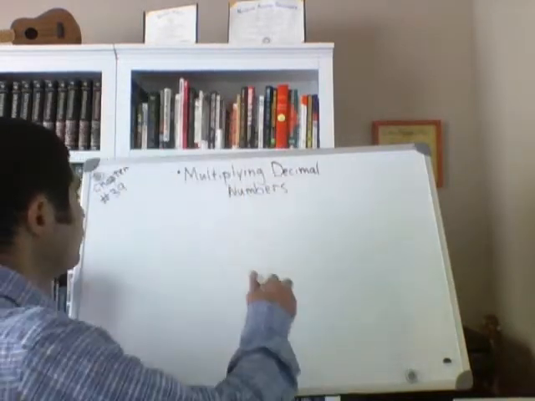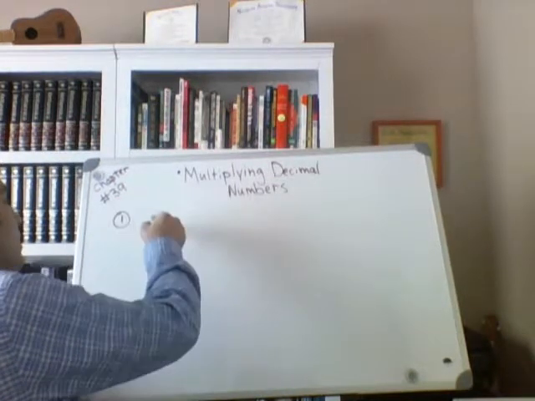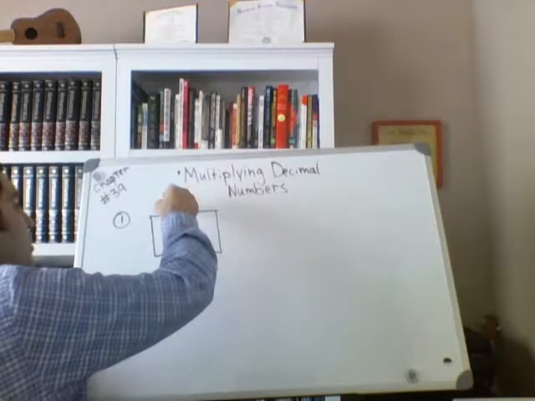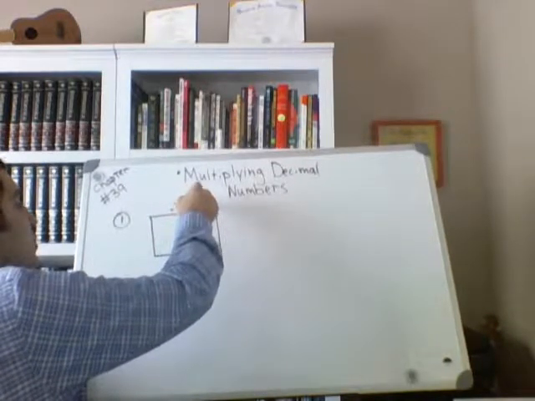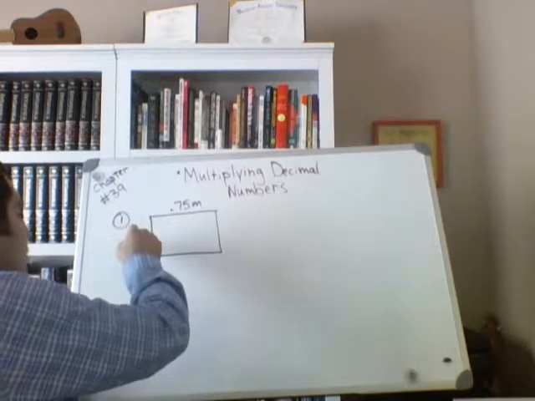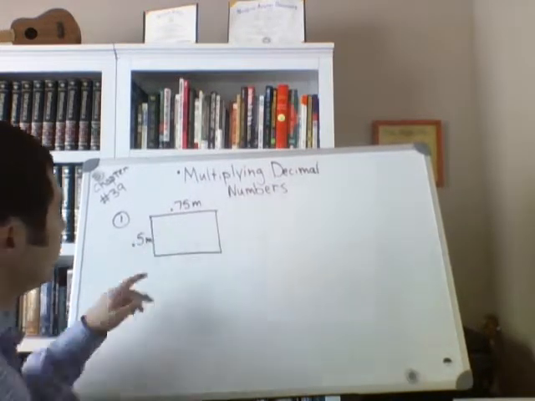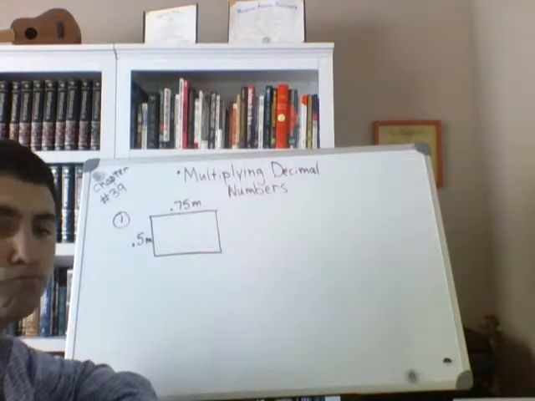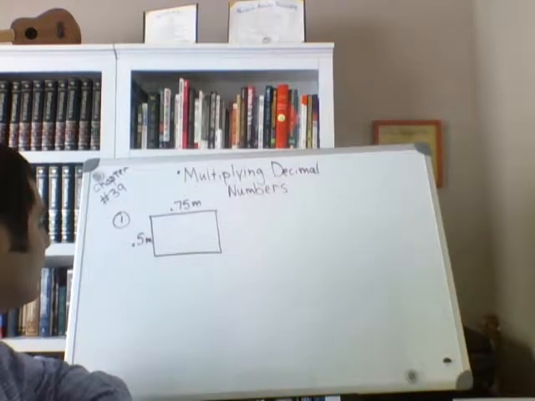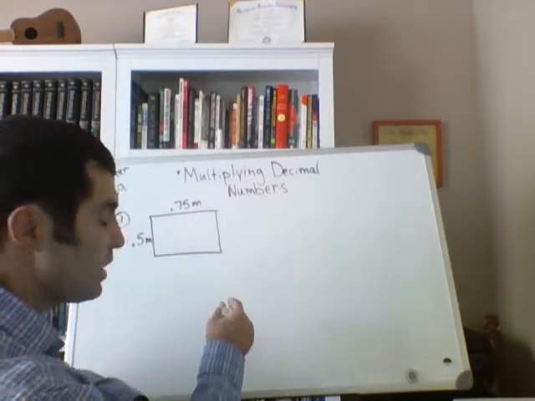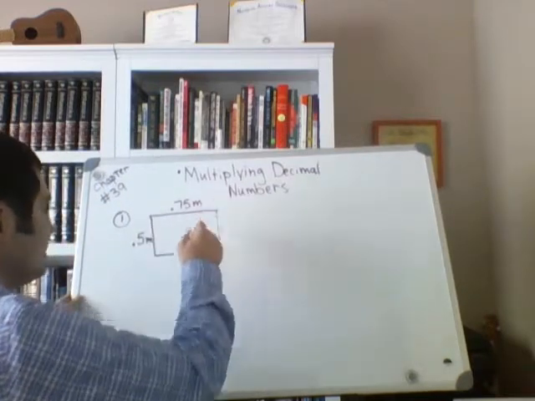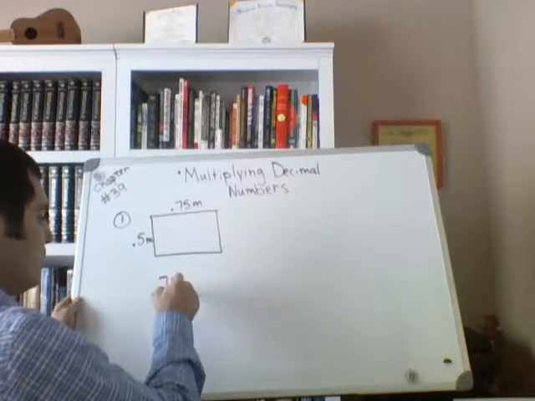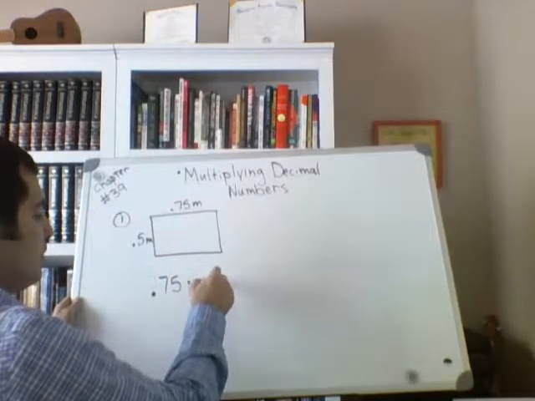If you remember how to find area, you have a rectangle, and say this is 0.75 meters, and this is a problem out of the book, and this is 0.5 meters. What's the area of this rectangle? You're going to need to take the length, which is 0.75, and multiply it by the width, 0.5. You're going to take 0.75 multiplied by 0.5.